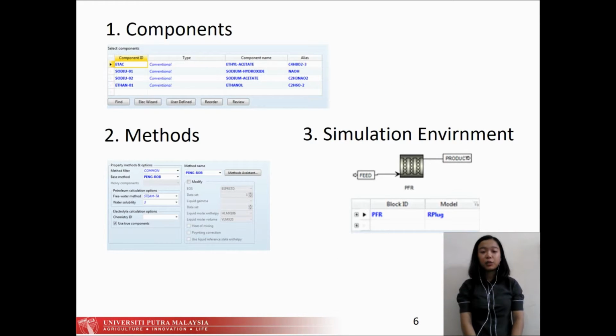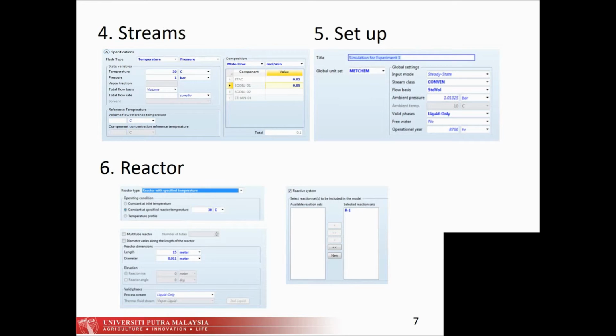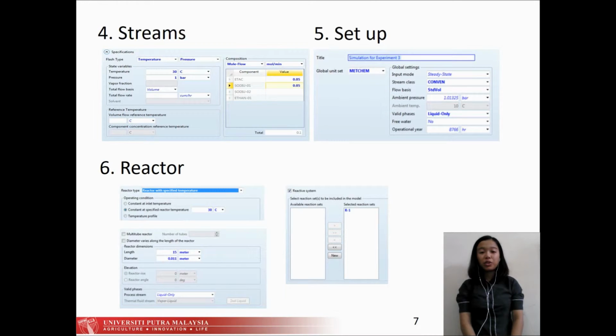After that, in a simulation environment, we choose the reactor type, which is PFR. After choosing the reactor, we input the info for streams like pressure, temperature, and flow rate. Then, at setup, we insert the title Simulation for Experiment 3, the input mode as steady state, stream class as conventional, valid phases as liquid only. For the reactor, we chose reactor with specified temperature and set the operating condition at constant specified reactor temperature, which is 30 degrees Celsius.